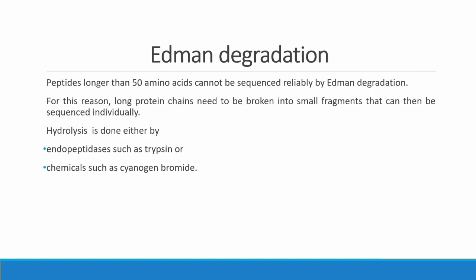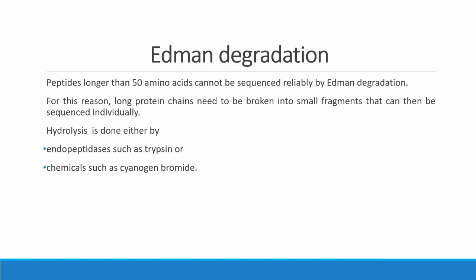and then the chain has to be broken down by hydrolysis. Now this hydrolysis can be done by either endopeptidases or by chemicals. Examples of the endopeptidases that can be used are trypsin or chymotrypsin, and for the chemicals it can be cyanogen bromide, and you can just write it as CNBr.